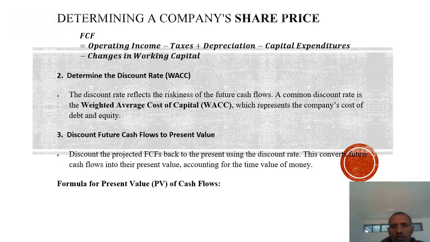The free cash flow, FCF, is calculated by subtracting operating expenses, taxes, and necessary capital expenditures from the company's total revenue. The discount rate reflects the riskiness of the future cash flows. A common discount rate is the weighted average cost of capital, WACC, which represents the company's cost of debt and equity. Discount the projected FCFs back to the present using the discount rate to account for the time value of money.